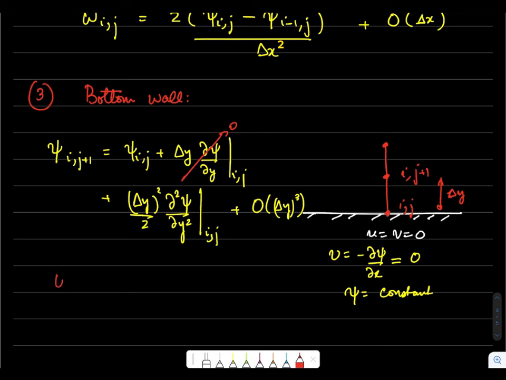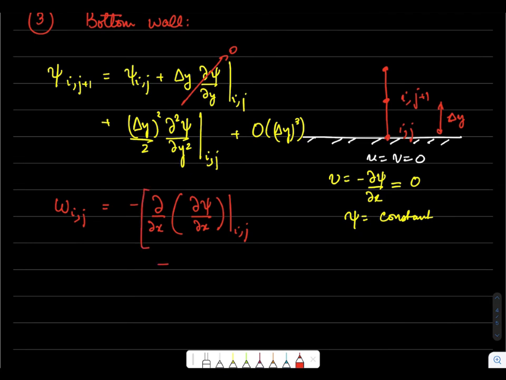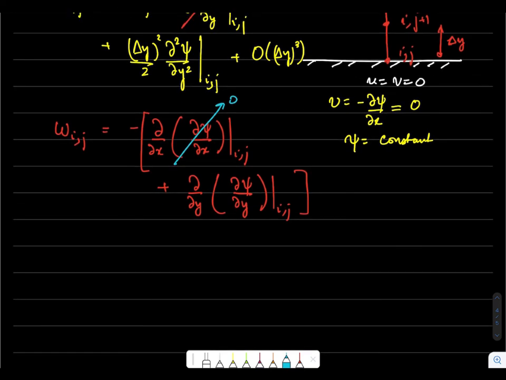And we can write omega ij to be minus d by dx of d psi dx at ij plus d by dy of d psi dy at ij. And I note that in this particular problem, d psi dx is 0 throughout, and so omega ij becomes minus d2 psi dy squared along this grid point, or along these series of grid points i, j.